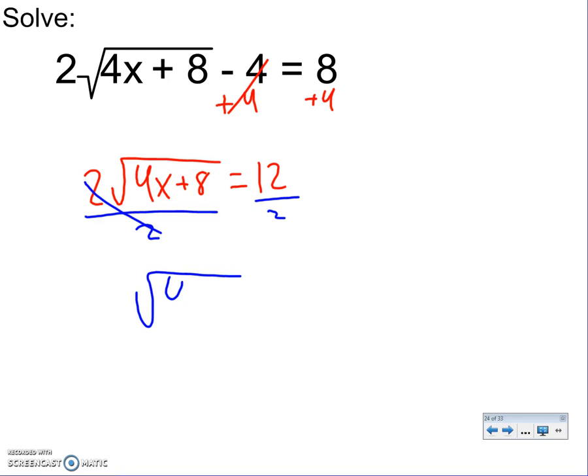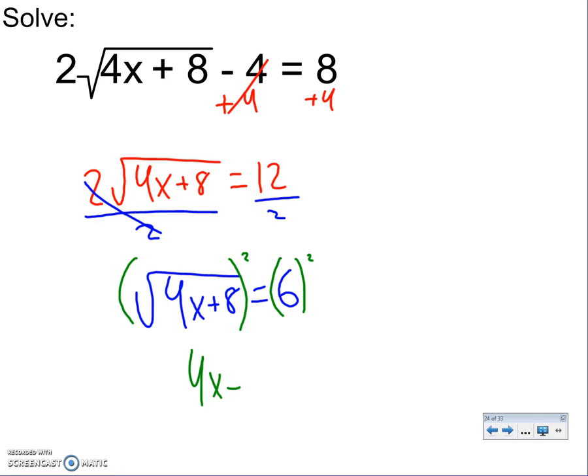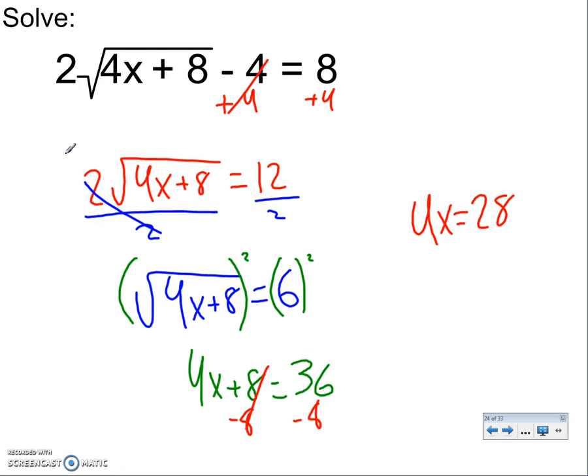Square root of 4x plus 8 equals 6. Now my radical is by itself. Now I can use the correct exponent to get rid of the root. I'm going to square both sides. So 4x plus 8 equals 6 times 6, which is 36. I do regular algebra, so I'm going to subtract 8. So 4x equals 28. And last, I'm going to divide.